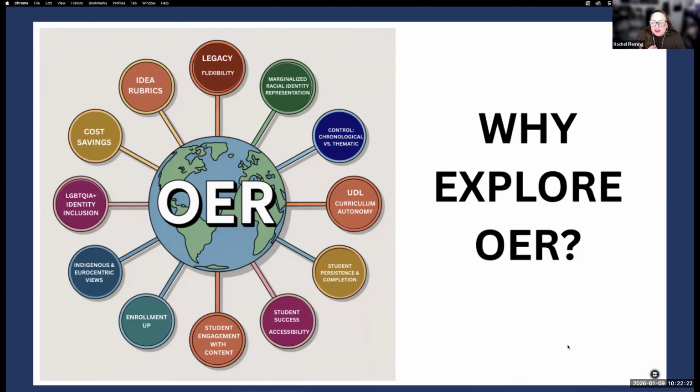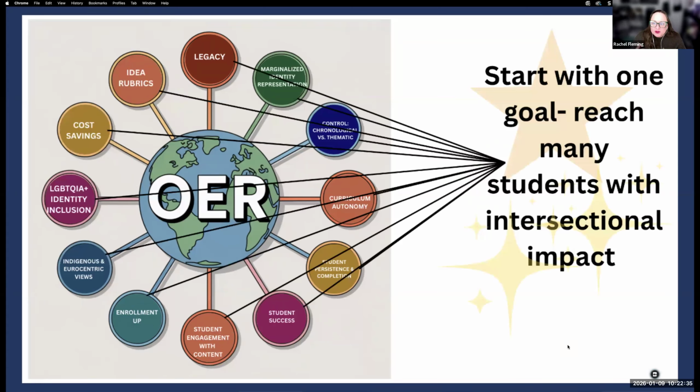It really depends. And then there's also the IDEA rubric, which is the inclusion, diversity, equity, and anti-racism rubric that you can apply to your content and then modify it. And you can't do that to commercial texts. But regardless of which one faculty choose, what's really fun about it is they may start with one thing, but you end up with an intersectional impact, right?